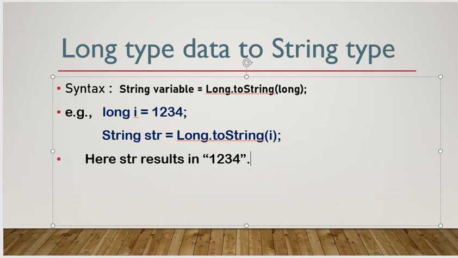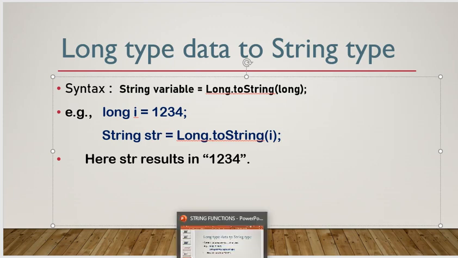Now moving on to our next function. Here we can convert any long type data into its corresponding string type. So the function is Long.toString. This is the function we have to remember, Long.toString. By using this we can convert any long value into its corresponding string data type.